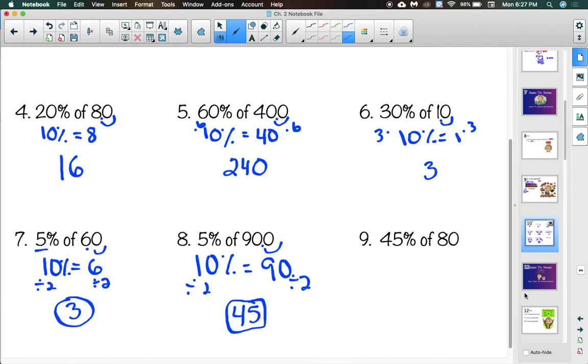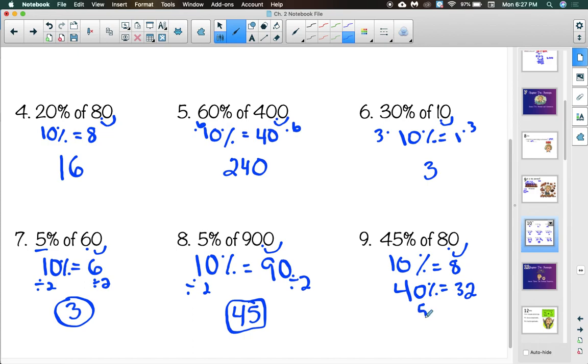For some of us, we're going to be really great at this. We can do this really fast. For some of us, we're going to struggle with these 45% or 85% because there's a lot going on. But remember the idea here, we always start with 10%. Because 10% is so easy, just move that decimal one place to the left. And 10% is 8. So 40% is going to be 4 of those 8s. So 4 times 8 is 32.